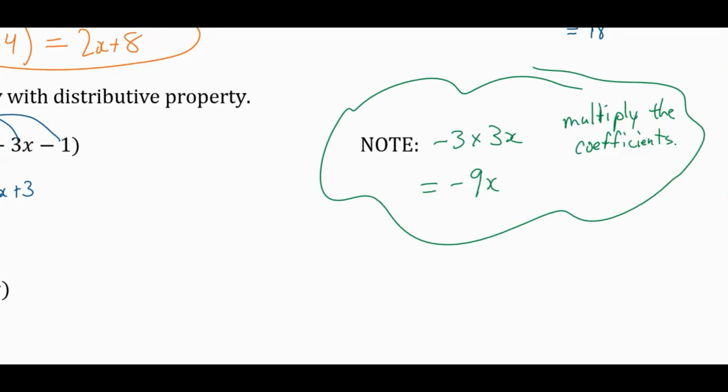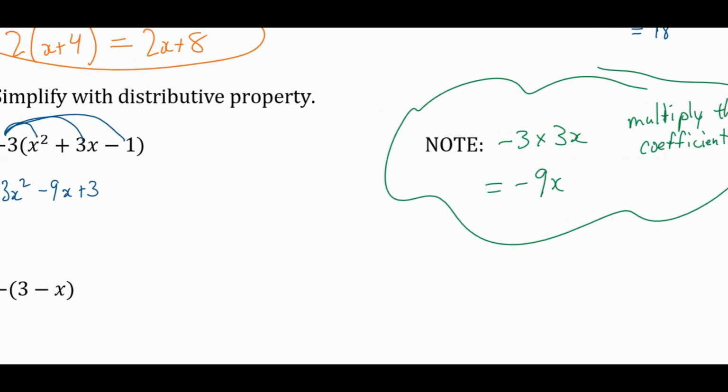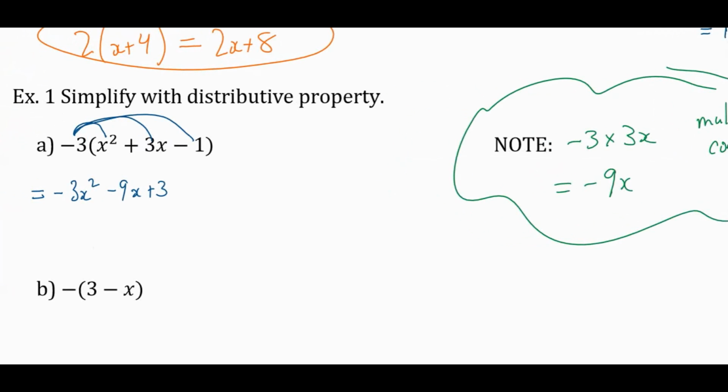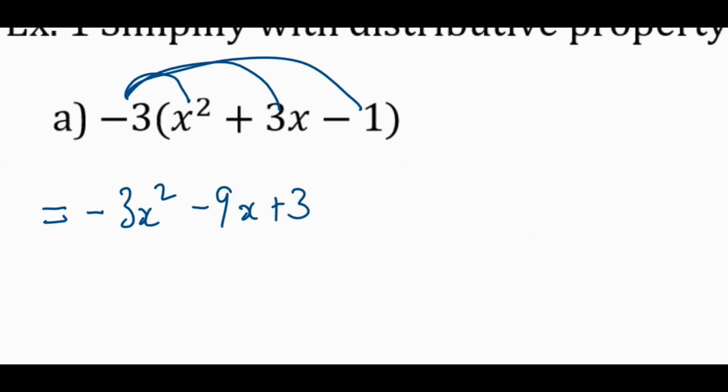That's how you multiply when you've already got a number in front of an x, like when you've got a variable term with a coefficient. We know 3x squared is 3 times x squared. So when I go 3 times x squared, I get 3x squared. Like, that's what that means. But what about negative 3 times 3x gives you negative 9x? That's probably something that you've seen.